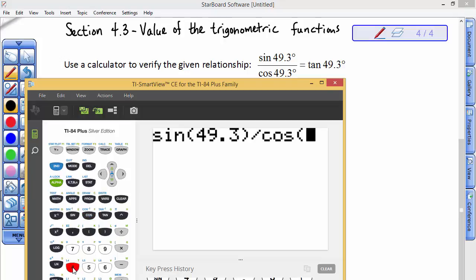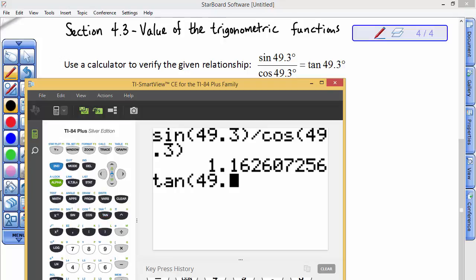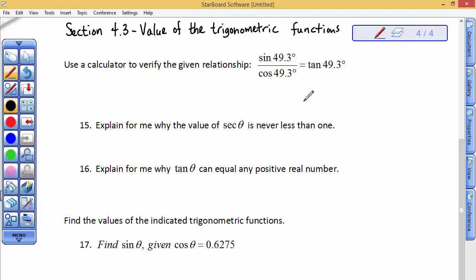So the sine of 49.3 divided by the cosine of 49.3 is equal to this number. Let's compare that to the tangent of the very same angle, 49.3. Son of a gun, same thing. I wonder why. Well, there's this thing called the trigonometric identities, and we study those in trigonometry and pre-calculus and use them in calculus. And the trigonometric identities say that the sine of an angle divided by the cosine of an angle will always be equal to the tangent of the same angle.